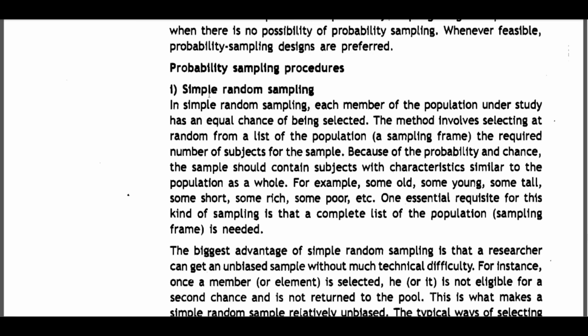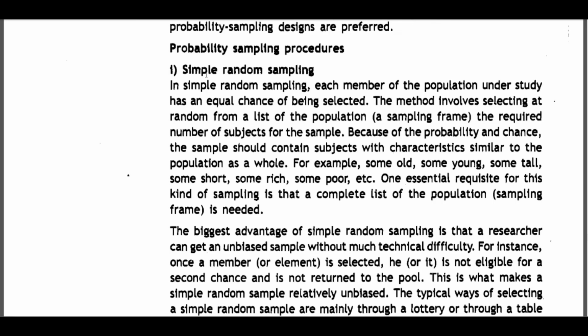Probability sampling procedures. One, simple random sampling. In simple random sampling, each member of the population under study has an equal chance of being selected. The method involves selecting at random, from a list of the population, the sampling frame, the required number of subjects for the sample. Because of the probability and the chance, the sample should contain subjects with characteristics similar to the population as a whole. For example, some old, some young, some tall, some short, some rich, some poor, etc.